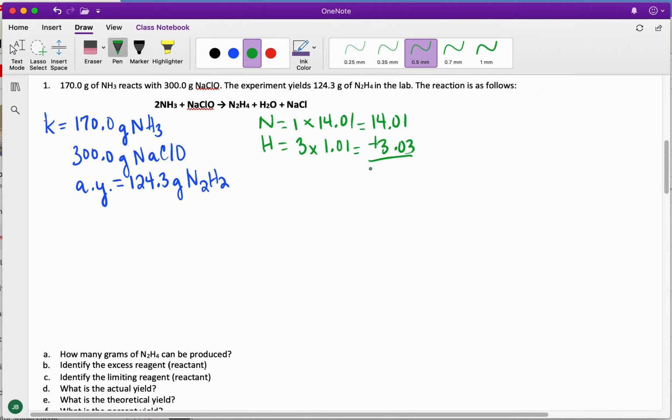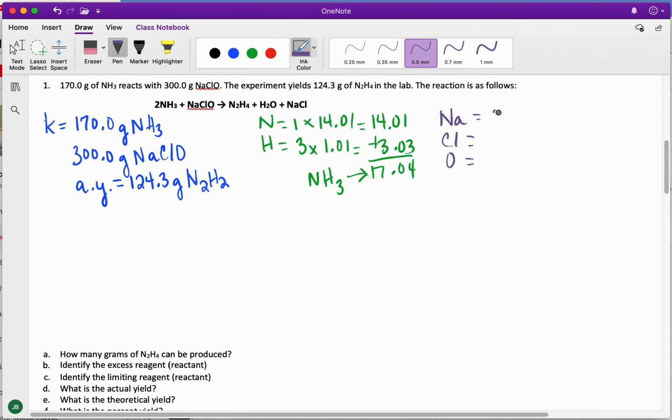All right, so ammonia is going to equal 17.04. All right, so that is the ammonia. And then let's do the sodium hypochlorite next, which is Na, and chlorine and oxygen. Now we have one atom of each of these in this compound, so we are just going to go straight to our periodic table, use those numbers, add them up.